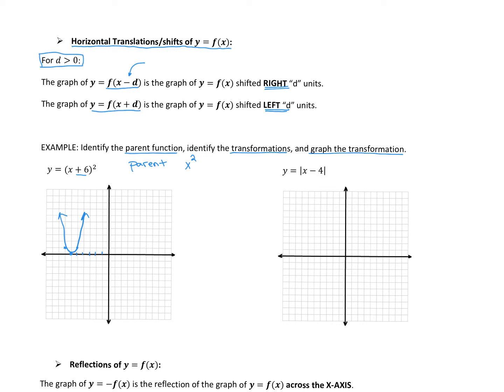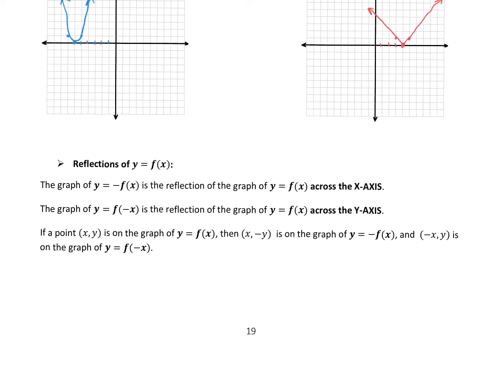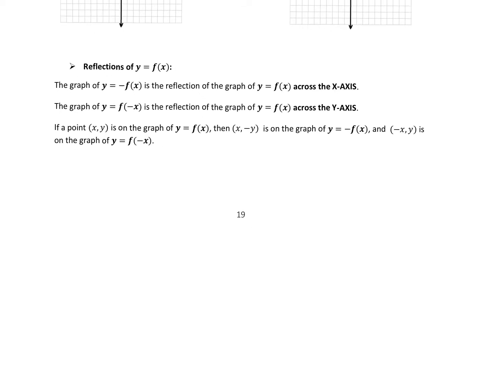For this next example, we have an absolute value. We know that that absolute value is a V shape. So our parent function is the absolute value of x, which has this standard V shape. And we're going to shift it to the right 4. So right and left are kind of opposite of what you think.